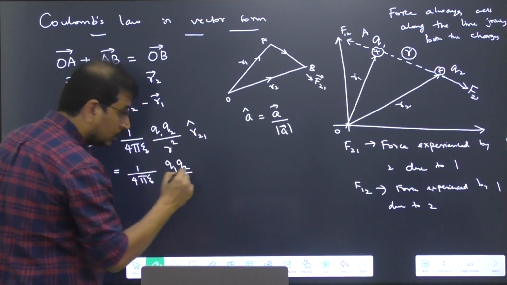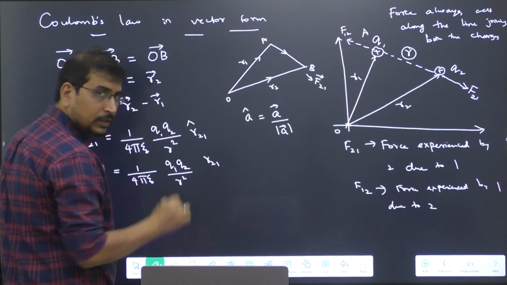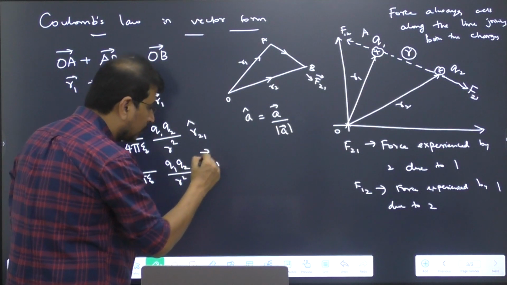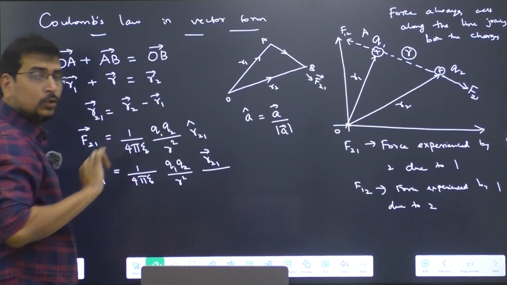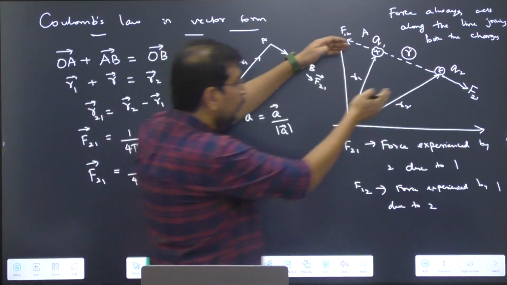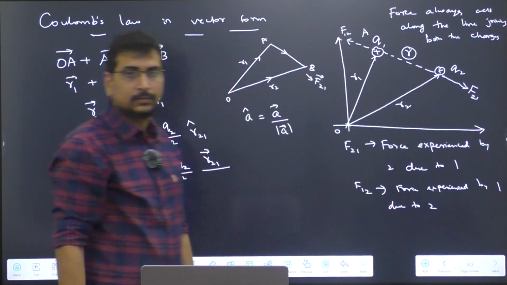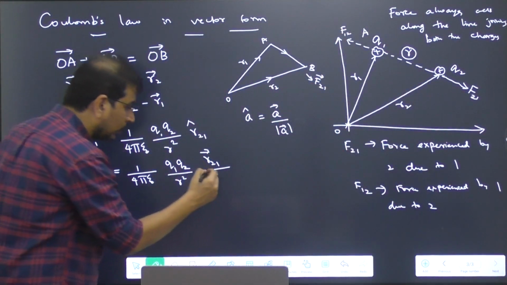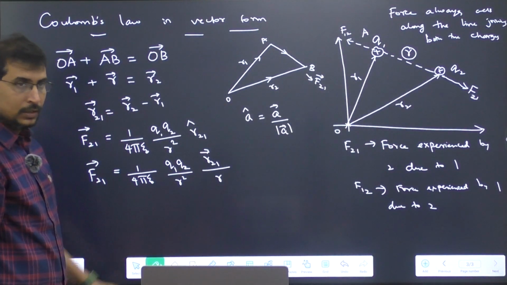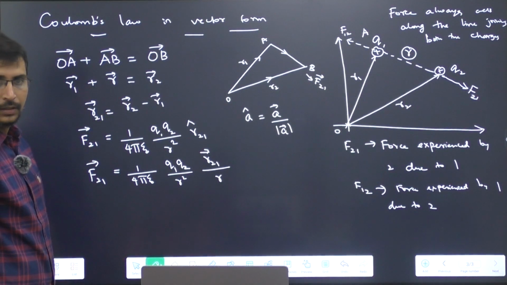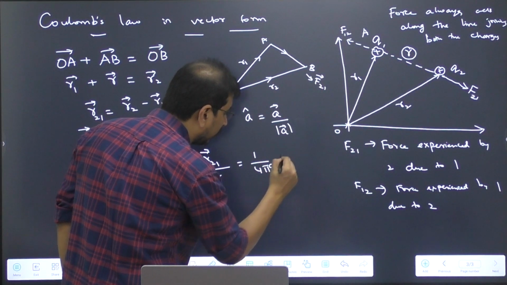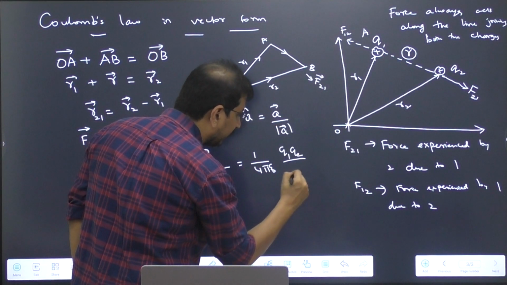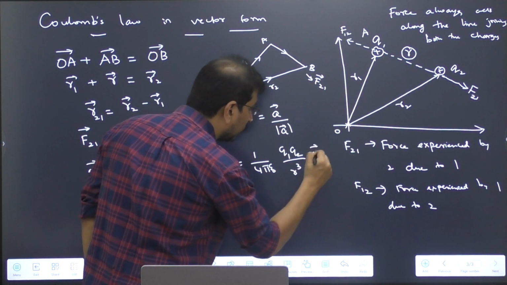Tell me, R21 cap should be replaced with R21 vector divided by magnitude of R21. But tell me logically, what is the magnitude of this distance? R. So I'll put it as R itself. So this R square will get multiplied with R, and what is that you are going to have? You will have 1 by 4 pi epsilon naught Q1, Q2 divided by R cube into R21 vector.